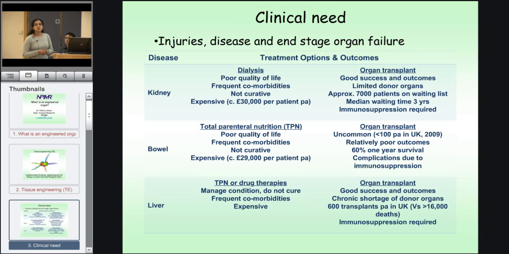The idea behind tissue engineering organs is to produce organs to actually circumvent not only the shortage, but also perhaps circumvent the need for strong immunosuppressive drugs.